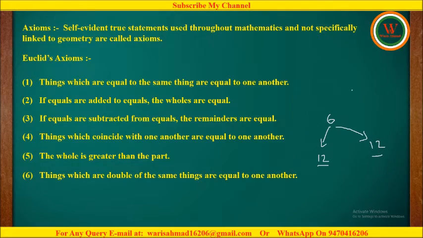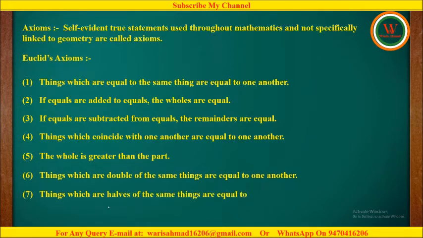Similarly, suppose I have considered y. If we are finding the double of y, then that will be equal to 2y, and here also the double of y will be equal to 2y. So again from the same axiom, things which are double of the same thing are equal to one another. So 2y is a double of y and this 2y is also double of y, hence 2y is equal to 2y.